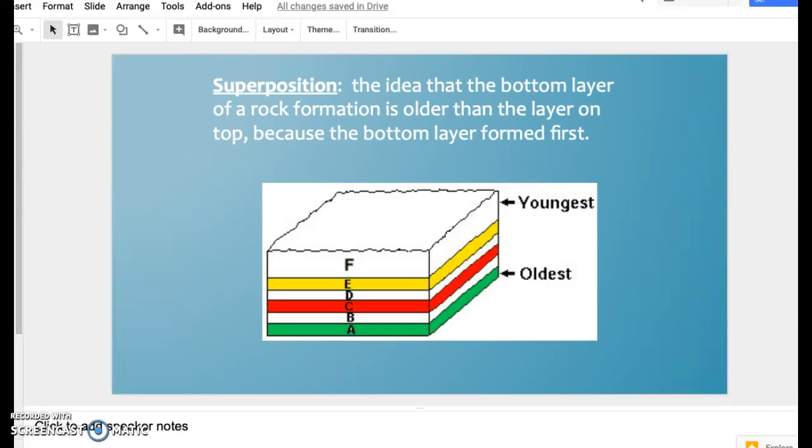So if you go to page 1 in your packet, there should be a space at the top for you to write this definition. It's called superposition. And this idea is that the bottom layers of a cross section of rock are always older than the layers on top because the bottom layers had to form first and exist first in order for other layers to form on top of it. So I'm not sure if with that picture, if anyone in class had this type of thinking that the oldest rocks had to be at the bottom and the youngest on top. You were correct if that's what you came up with. And without even knowing it, you were describing this idea of superposition.